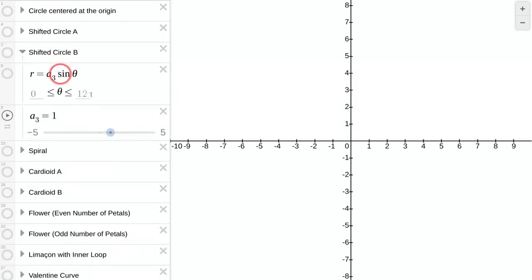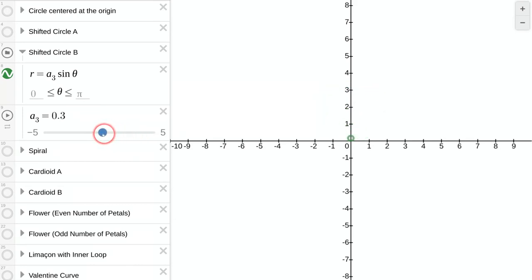This time we are going to look at the one with the sine function instead of the cosine function. If I show it, you can see that the circle is shifted away from the origin, 1 unit upward. Again, the domain for theta is the same thing, from 0 to pi, then you trace the full circle. And just like before, if you adjust this number, then the circle will get larger or smaller depending on which direction you're going.